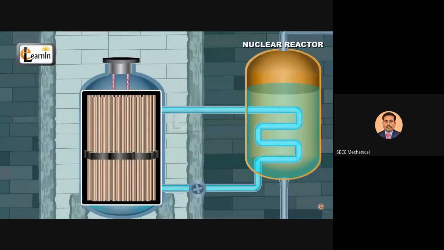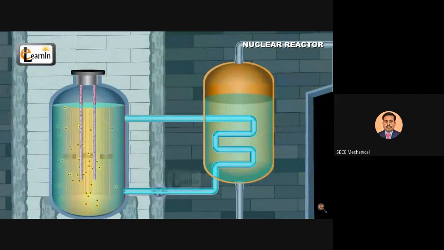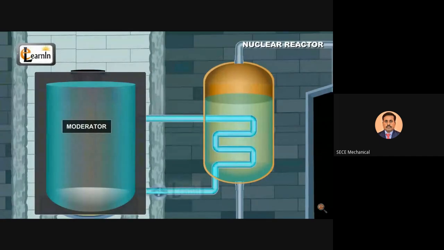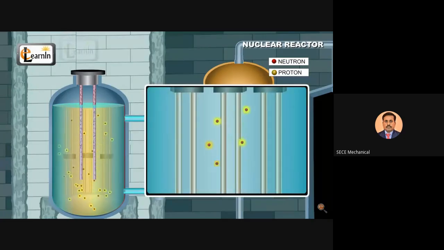In large power reactors, thousands of fuel elements are placed close to each other. This region where these fuel elements are placed is called the reactor core. These fuel elements are normally immersed in water, which acts as a moderator. The objective of a moderator is to slow down the high-energy neutrons in a nuclear reactor, which are produced during the nuclear fission process by the fuel elements.